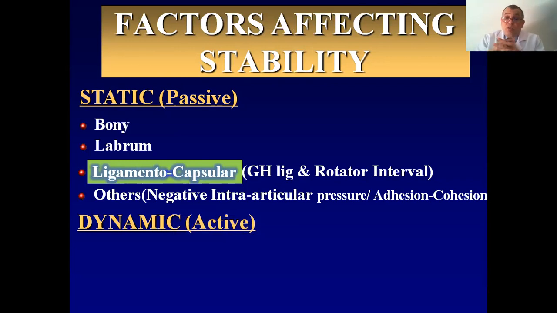Adhesion cohesion. We can understand it if we imagine two small glass slides with a thin film of fluid in between. It is very difficult to remove them from each other. This is because of the adhesion cohesion effect between the two glass slides and the thin film of fluid in between. The same is present in the glenohumeral joint. Between the head and the glenoid, there is a very thin film of synovial fluid. This produces this adhesion cohesion effect.